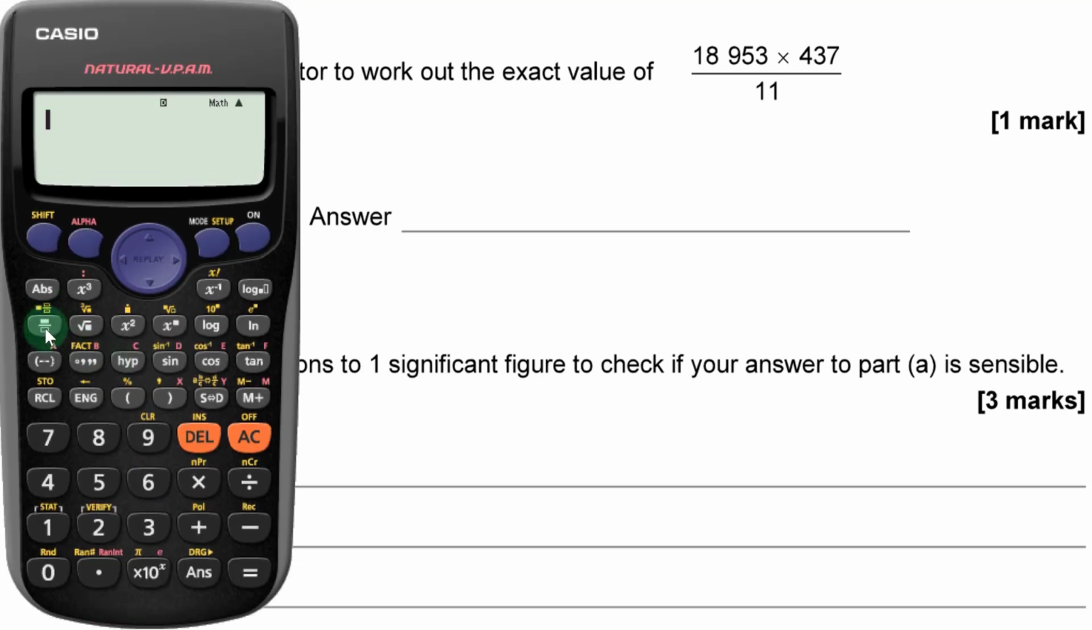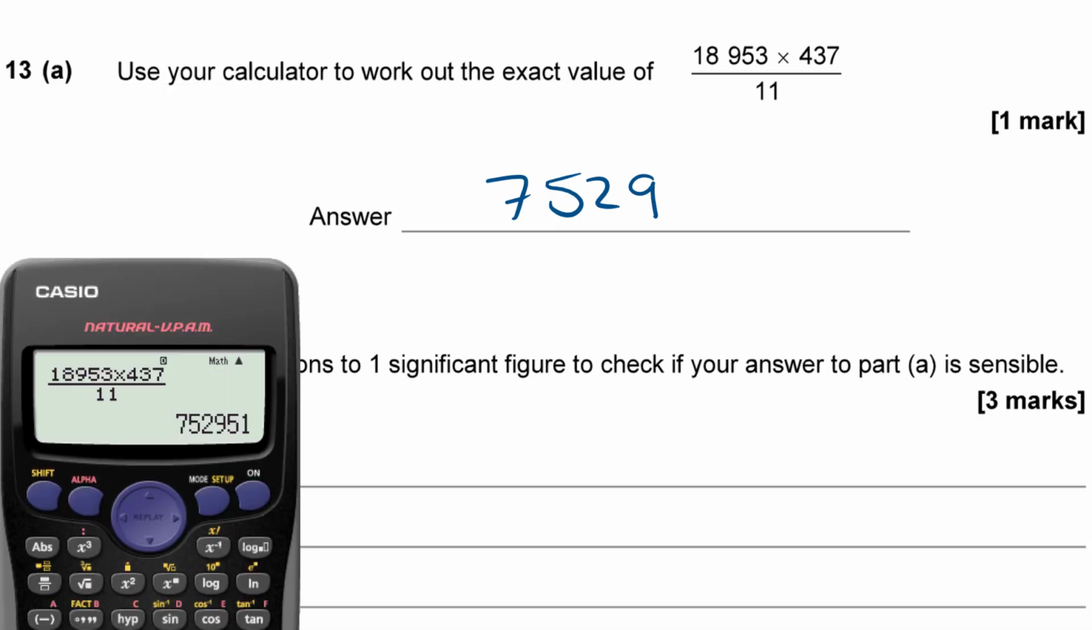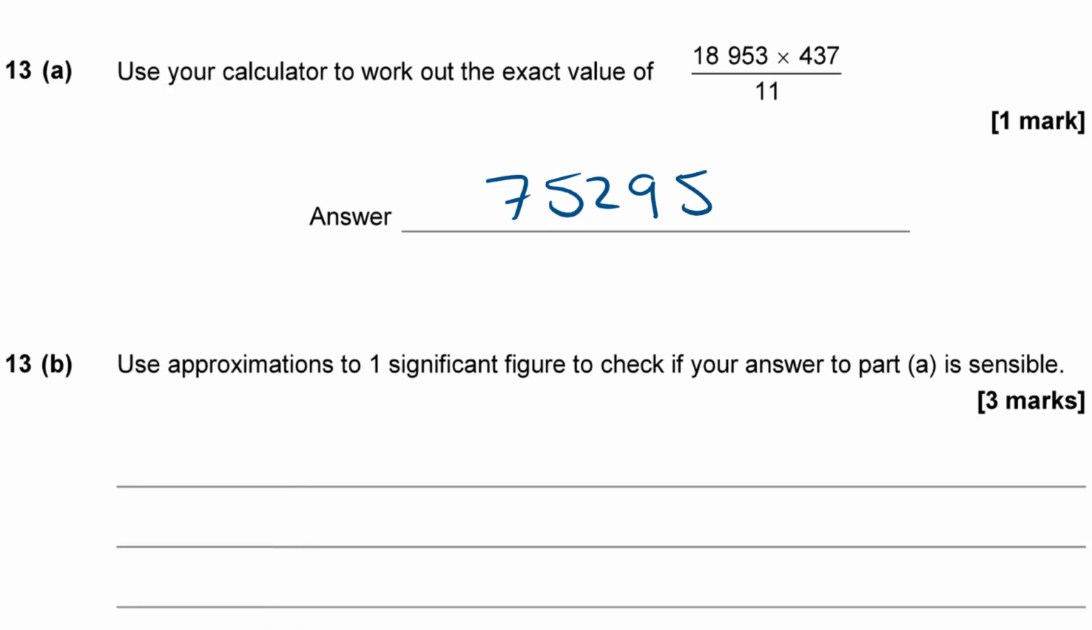So hit the fraction button first, and that gives you space to write in your 18,953 times 437. Then press the down button and then type in the 11. Okay, done. So let's press equals and we get what? 752,951.